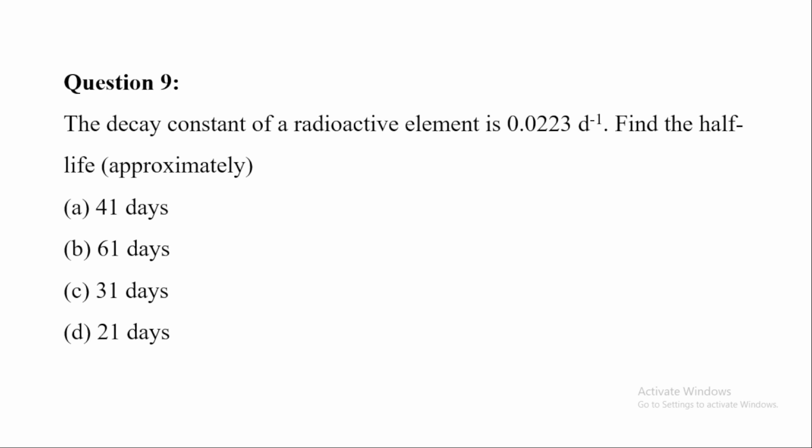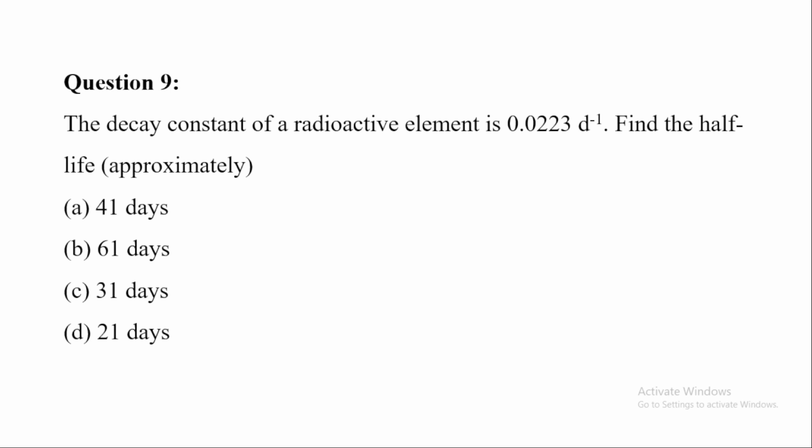So, question number 9. The decay constant of a radioactive element is 0.0223 per day. Find the half-life approximately. So, right now I have told you how to solve half-life from decay constant and how to solve decay constant from half-life. So, it's very simple.